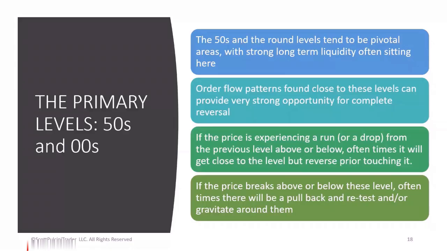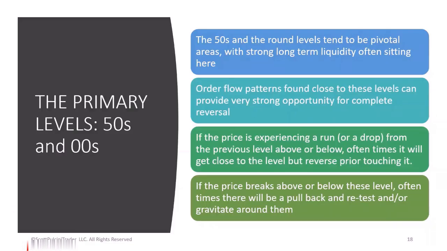If the price drops, for example, from a 50 level all the way down to a round number level, very often you will see strong liquidity sitting there at the round number, and you'll see the price react a few points before reaching that round number. So you look for exhaustion entries or absorption entries before those levels.